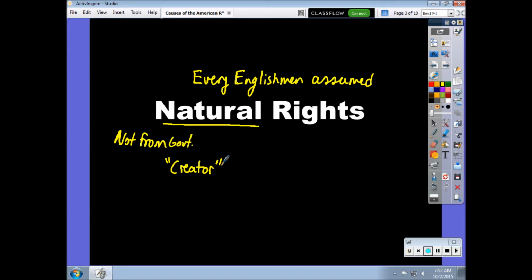And so the main idea then of the Declaration is that all people have these. So these rights are also universal. All people have them. And they all have them because they were made by the same creator, according to the Declaration of Independence. The main rights we're talking about here, and you can see these in the Declaration, are the rights of life, liberty, and property.